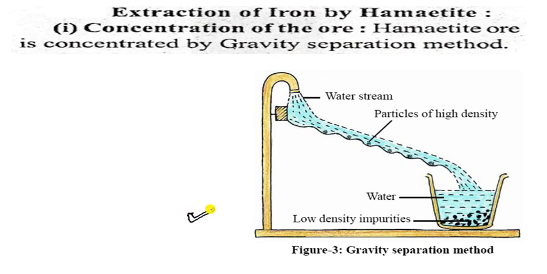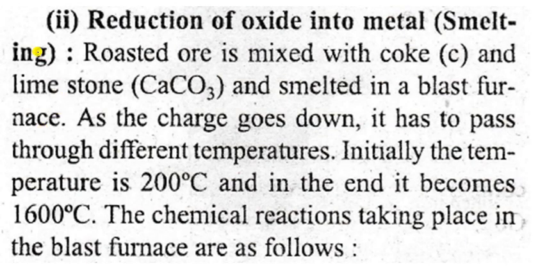Now question number 9, discuss the extraction of iron from hematite as per the following steps. First, concentration of ore. Second, reduction of oxide to metal along with the chemical equation. Third, diagram of the blast furnace. So one by one the steps are going on. The first one is concentration of ore. The hematite ore is concentrated by the gravity separation method, and this is the gravity separation method I have told you, and you can write from there.